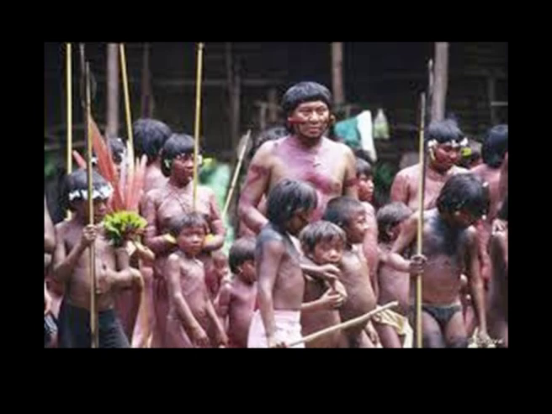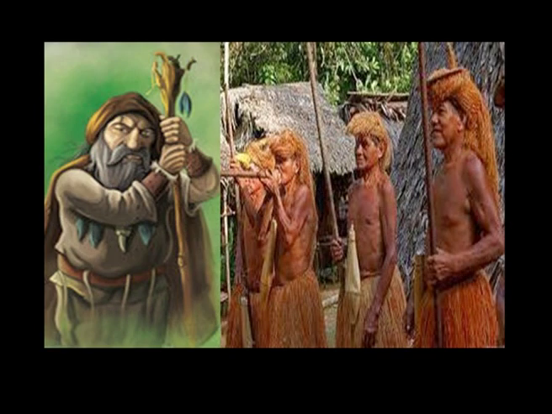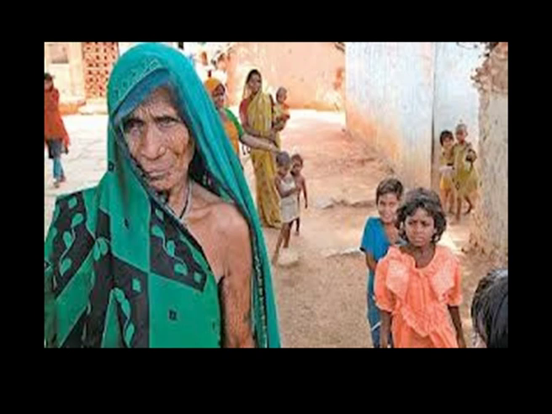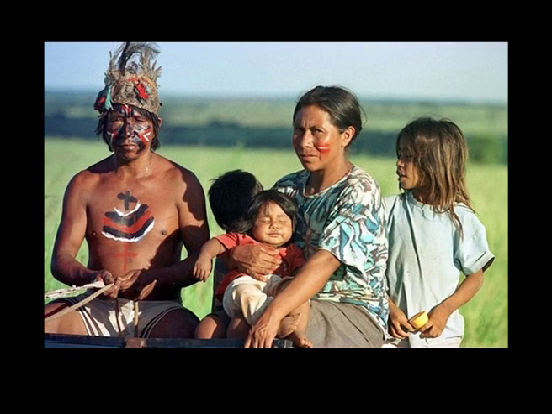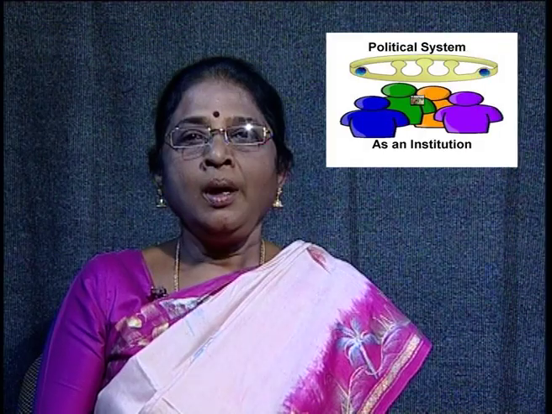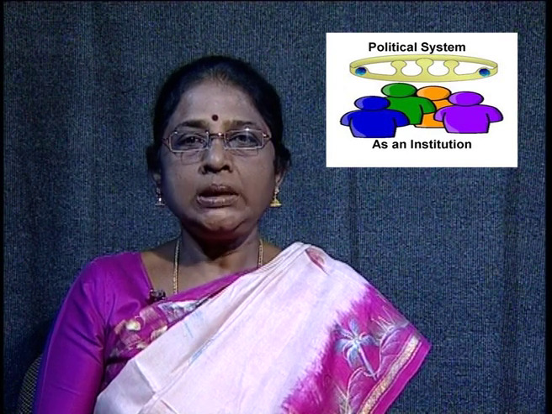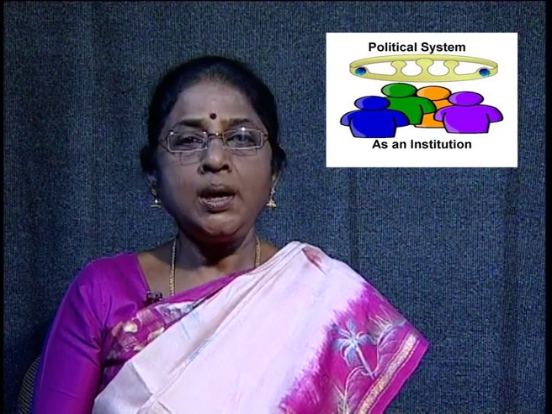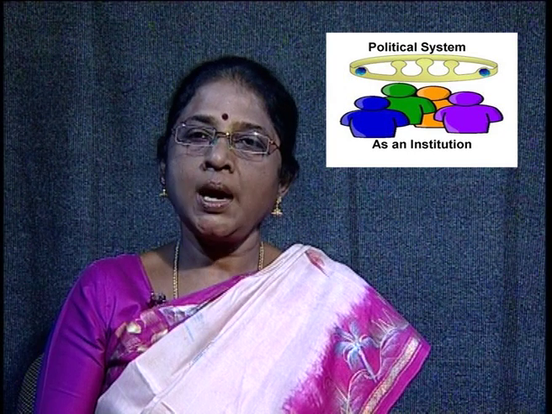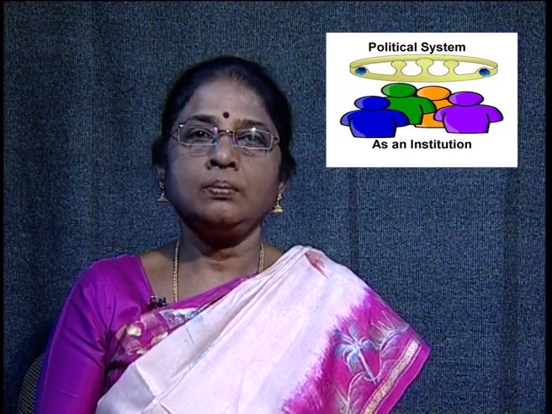In tribal societies, the elders, the shamans and the chieftains were the political authorities. They exercised all these powers together. In the modern world, the political system is of various types and also complex in nature.